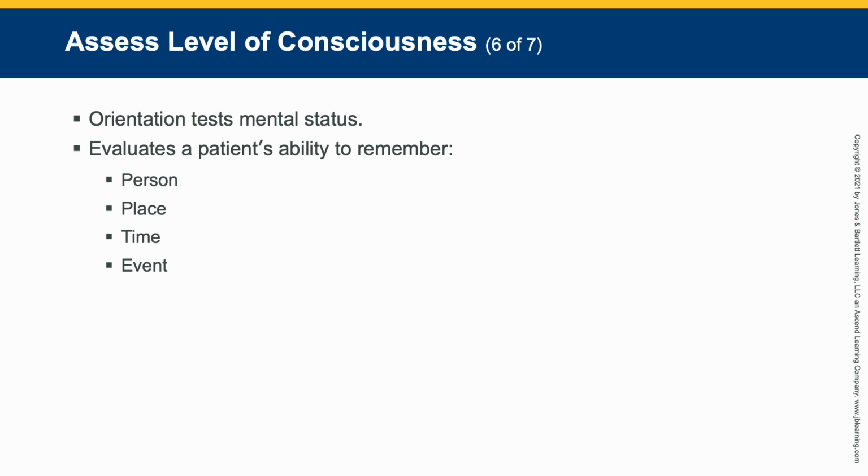So now let's take a step further and assess orientation. This is going to give us, beyond just whether the patient is responsive, how aware they are of their specific situation. The 4 things we're going to check are person, place, time, and event. These are our A&O times 4 questions: alert and oriented times 4 specific aspects.